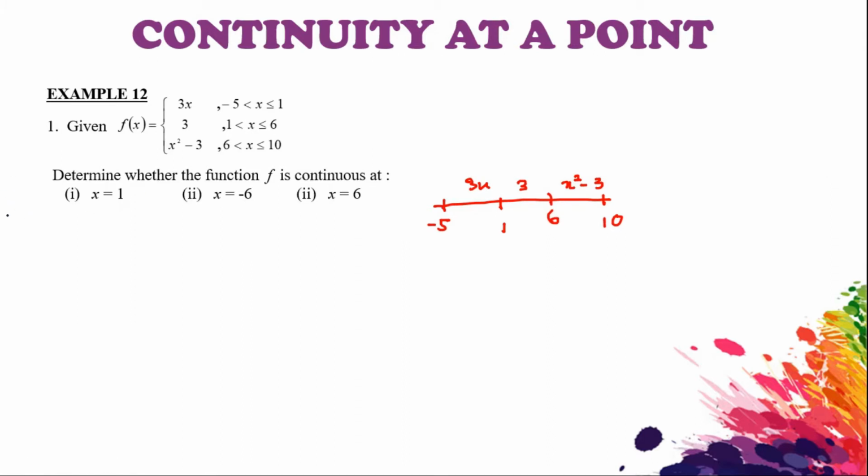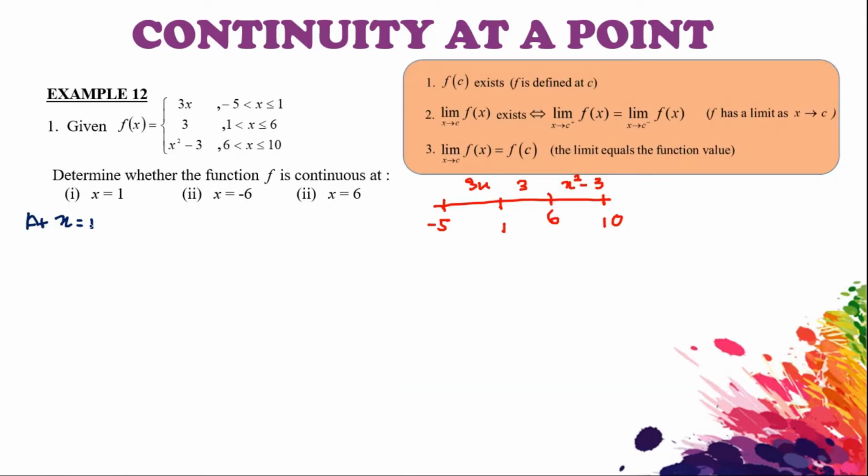At x equals 1, here are the three conditions that we must follow. So the first condition is f(c) exists. We know at x equals 1, this is x equals 1, which is function 3x. So for the first condition, f(1) equals 3x, so we just do simple substitution. We have 3 times 1 equals 3. Therefore, f is defined at x equals 1.